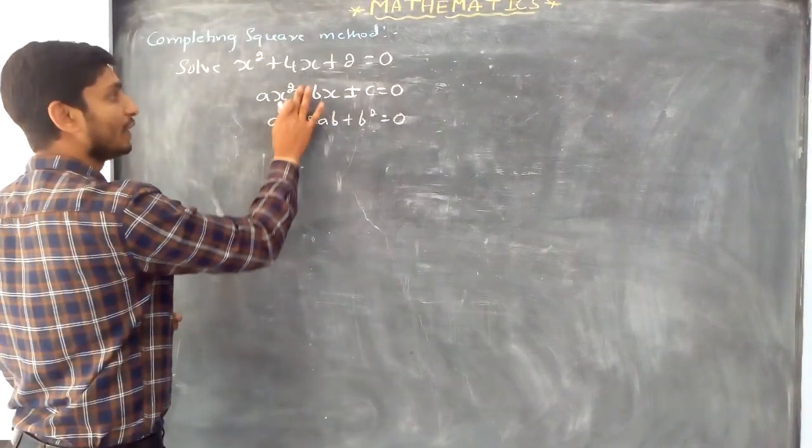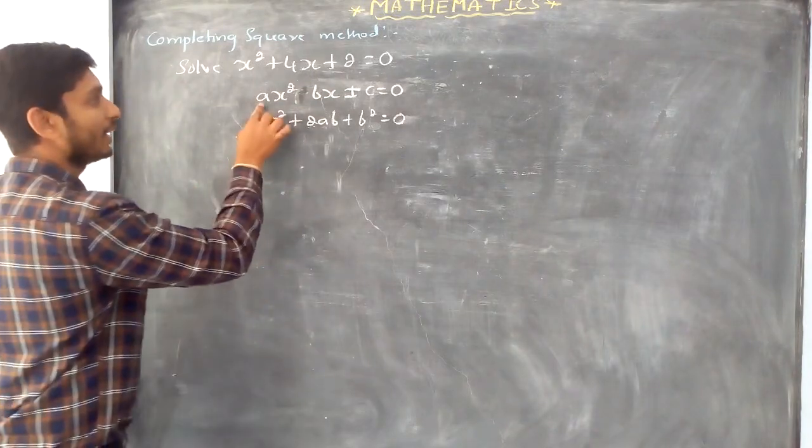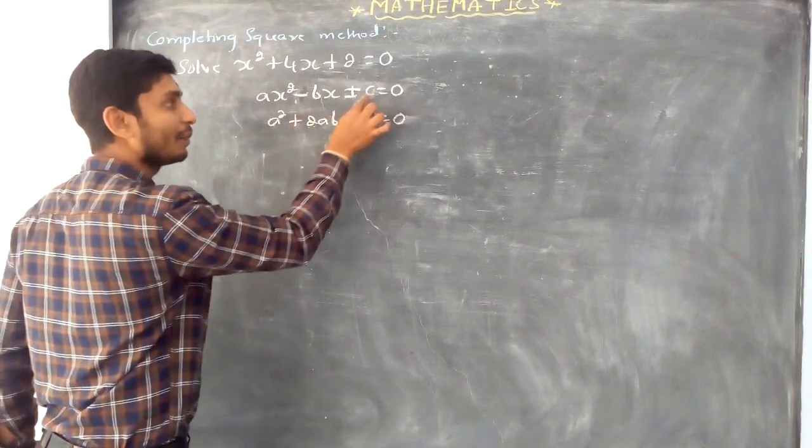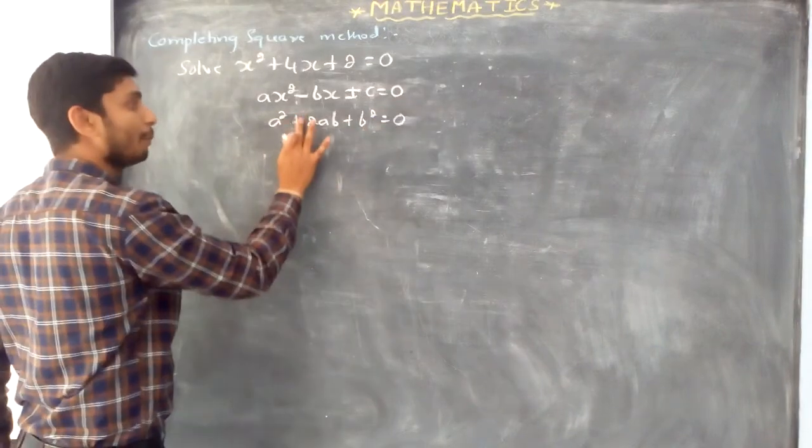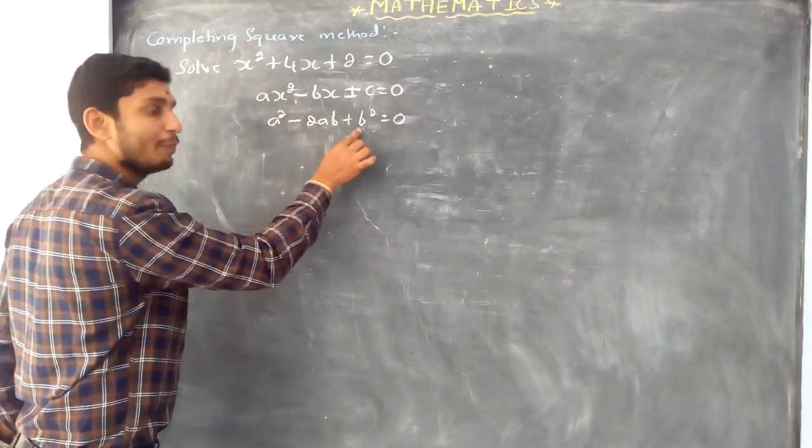Similarly, third rule is if the quadratic equation is ax square minus bx plus or minus c equals 0, then compare with a square minus 2ab plus b square.